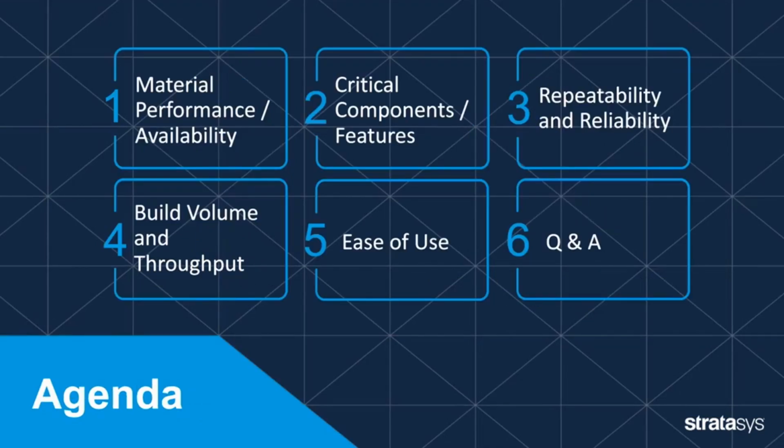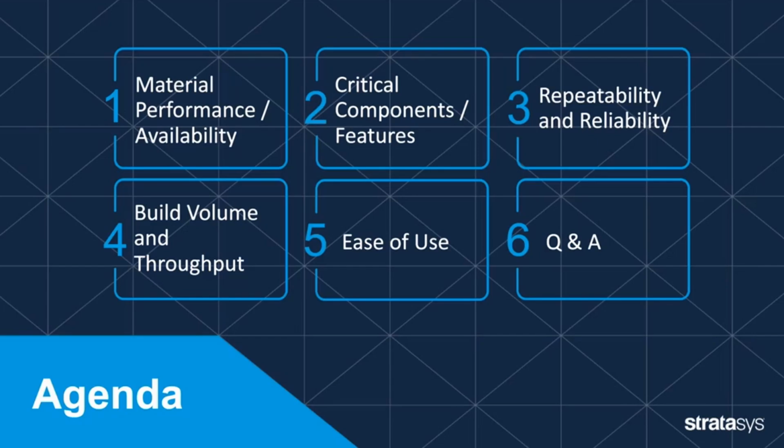So today for our agenda, we'll have five topics and then question and answer at the end. Those topics are material performance and availability, and basically, not all carbon fibers are created equal. The second topic is critical components and features needed for composite printing. Again, carbon fiber printing requires additional equipment considerations that you normally don't think about.